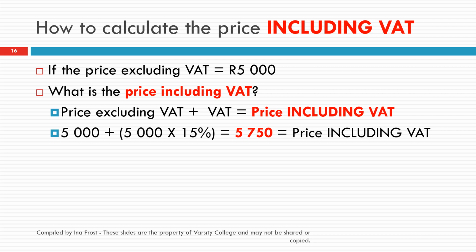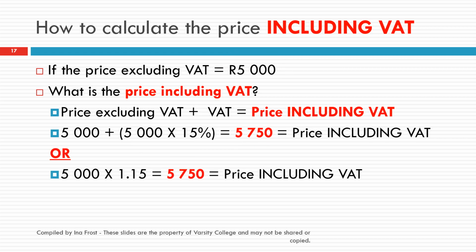Okay, so let's put some numbers to our formula again. We said the price excluding VAT was 5,000. We add to it the 750 rands VAT, and it gives us the price including VAT of 5,750 rands. Or you can just take the price excluding VAT, multiply it with 1.15, and that also gives us the price including VAT of 5,750 rands.